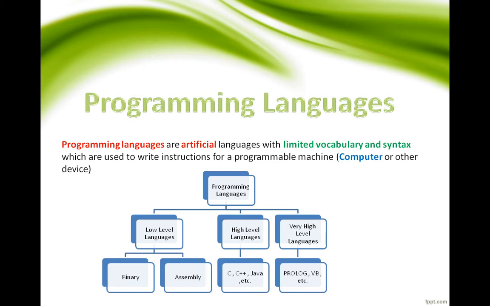Programming languages are divided into 3 broad categories. These are low-level languages, high-level languages, and very high-level languages. Binary and assembly are low-level languages. These languages are used for writing high-speed simulation programs, hardware drivers, etc. C, C++, Java, etc. are high-level languages. These are used for a variety of purposes. Very high-level languages are Prolog, VB, etc.